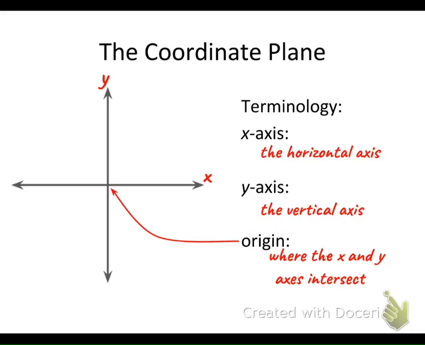Your y-axis is going to be your vertical axis. It's going to go up and down. So make sure you label the y at the top. And then where the axes intersect or cross one another is called the origin. So where the x and y axis intersect is going to be called the origin. The origin is this part here right in the middle.